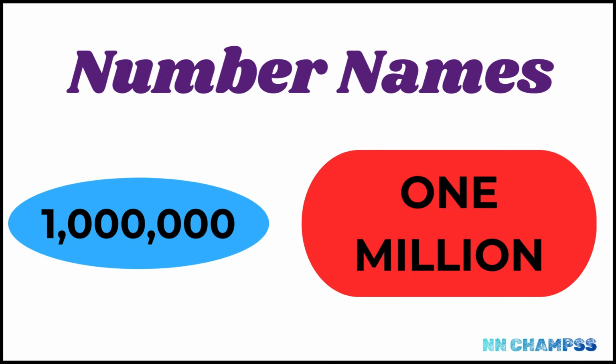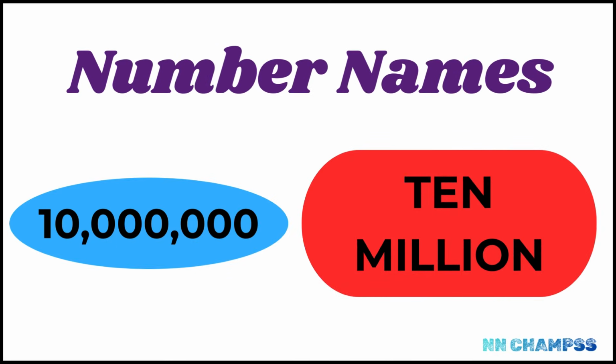If I add 6 zeros, then the number name is 1 million. O N E, 1, M I L L I O N, million, 1 million.